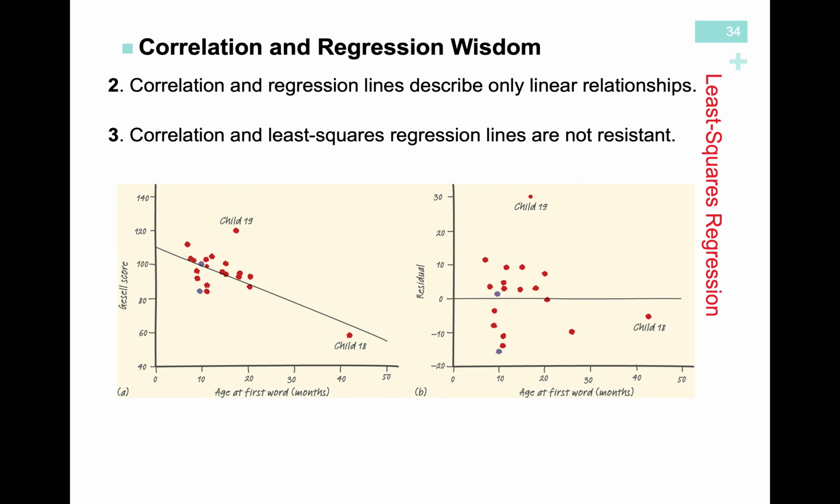Correlation and least squares regression lines are not resistant. We previously talked about how outliers can have a pretty strong effect on the line. It doesn't matter if it's an outlier in the y sense, which is what child 19 in this picture would be, or in the x sense. This isn't that far off the line, but it is skewing the line significantly because it is so far away from these as far as the x variable is concerned. So correlation and least squares regression lines are not resistant.